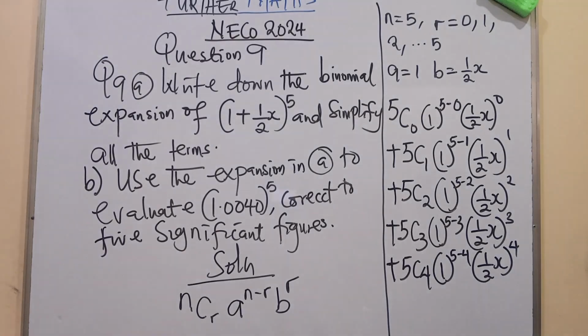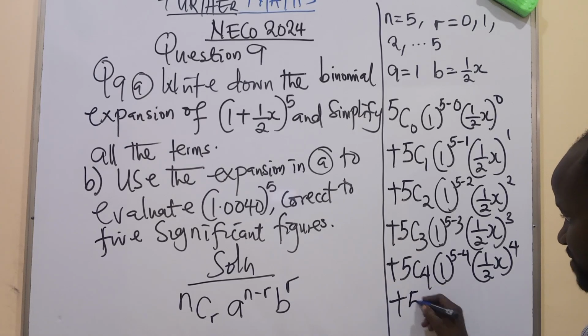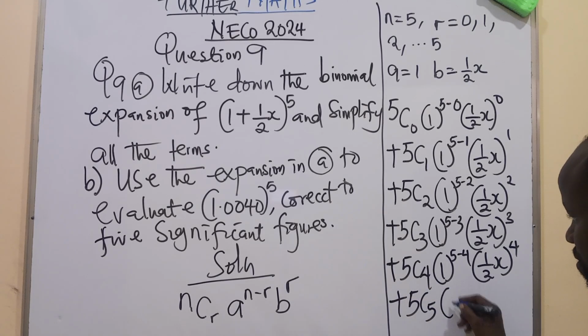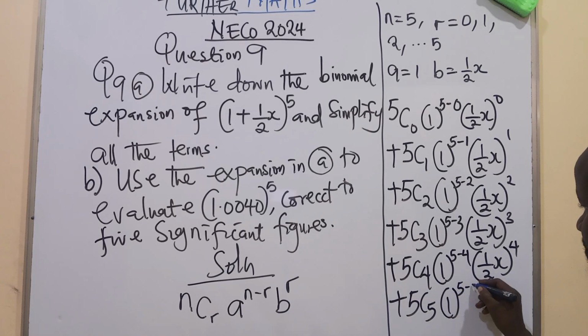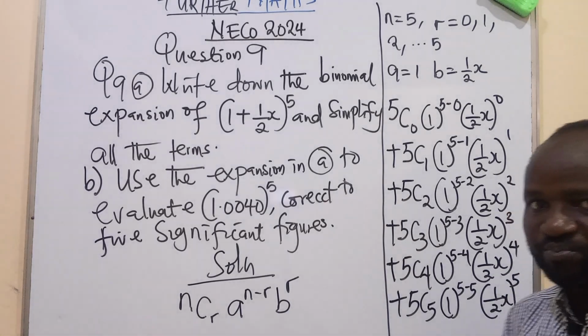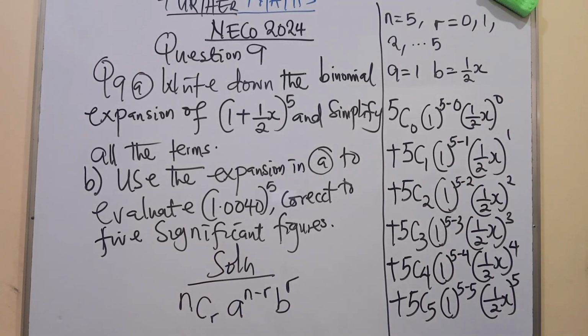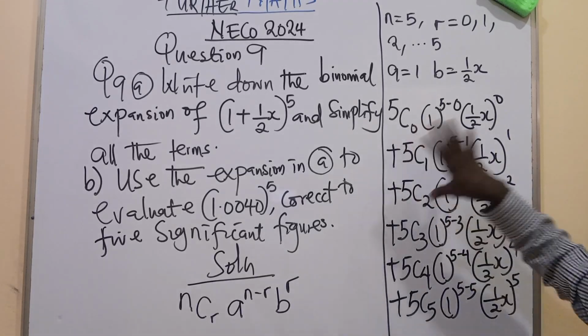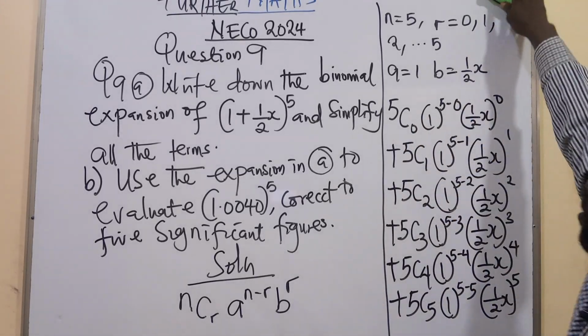Let me write down the last one now. Plus, when r is 5, it will be 5 combination 5, 1 to the power 5 minus 5, half of x to the power 5. So this will be the expansion now. Okay, the next thing is for us to use our calculator to resolve each term, then work on it.